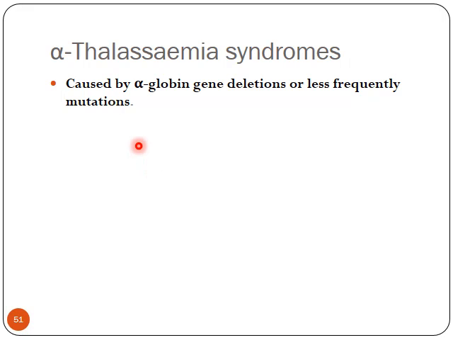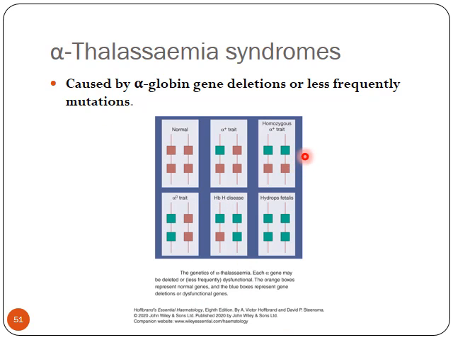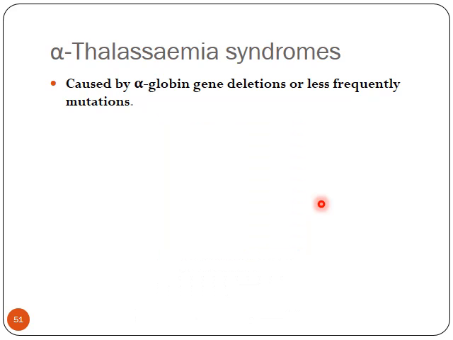Alpha thalassemia is caused by alpha globin gene deletions or, less frequently, mutations, as we have seen and mentioned before. We have four alpha globin genes. Normally they are all present. Alpha trait is when one is absent, or homozygous when both are absent from the same gene. Loss of two is referred to as alpha zero, while the loss of 3 is referred to as hemoglobin H, while hydrops fetalis is the loss of all 4, and as we mentioned, is incompatible with life.